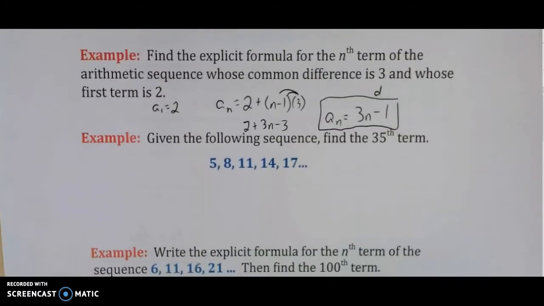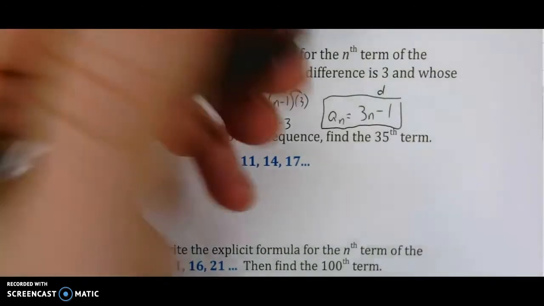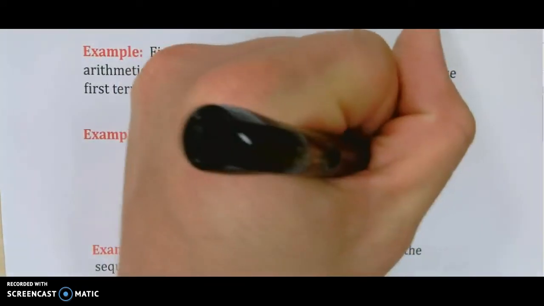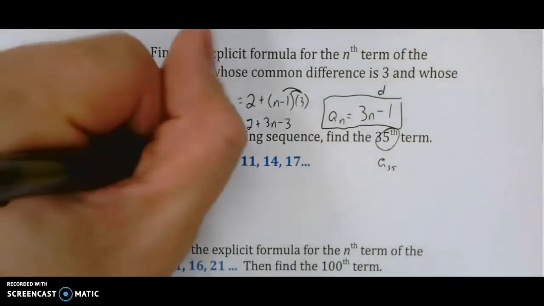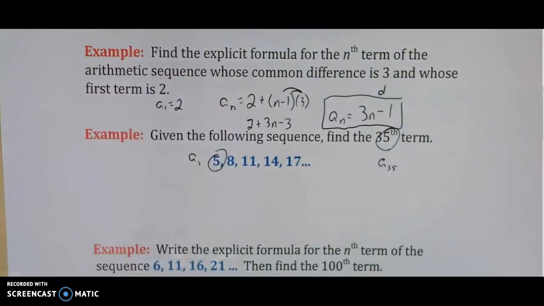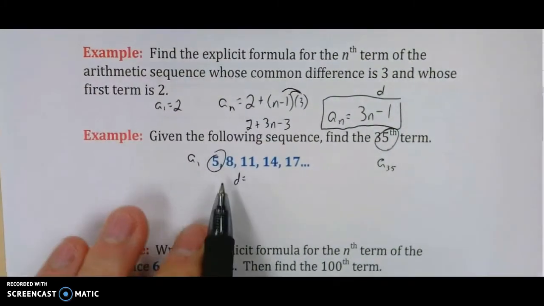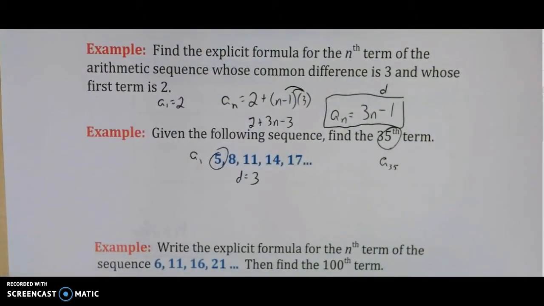All right, next example. Given the following sequence, we want to find the 35th term. So that means we are trying to find a sub 35. We know the first term here is 5. And we know the difference is, let's see, to go from 5 to 8 to 11 to 14, the difference is 3. The common difference is 3.